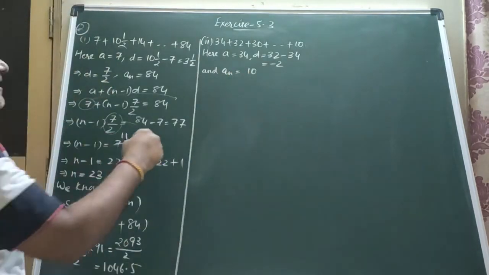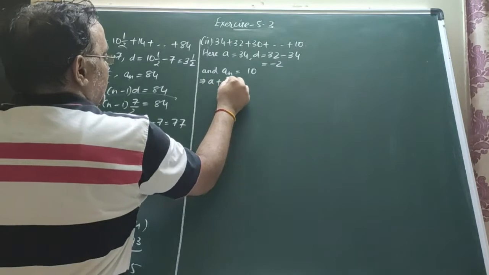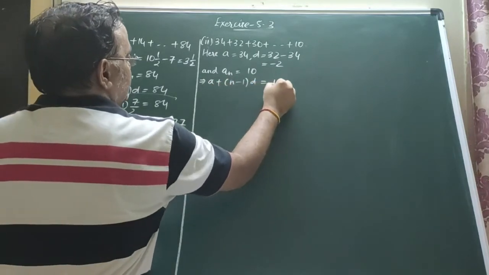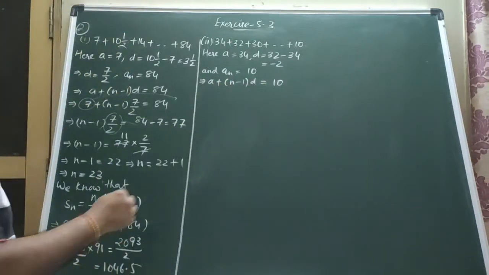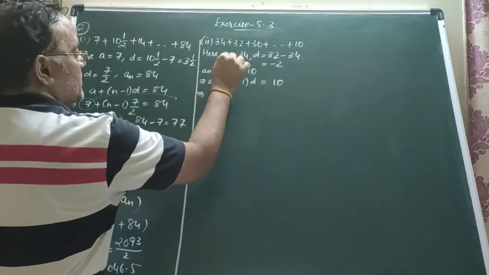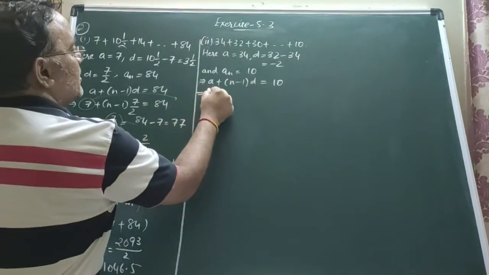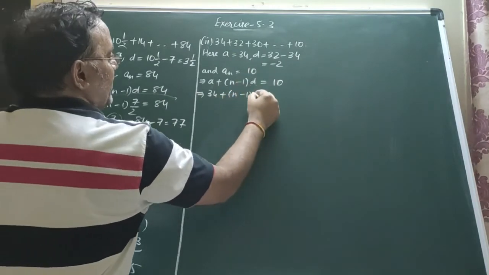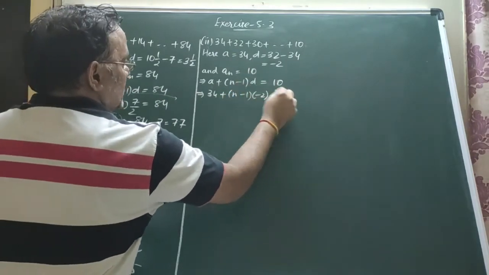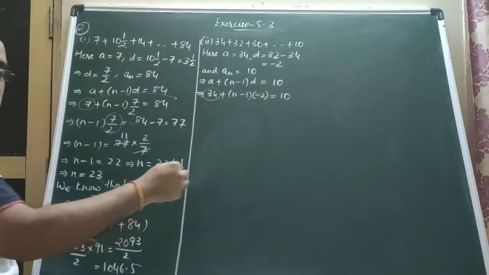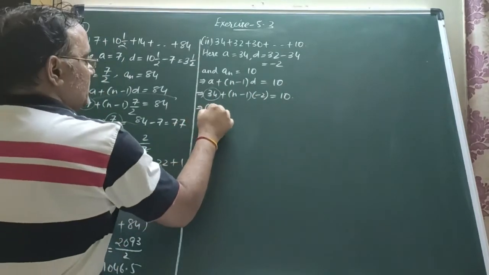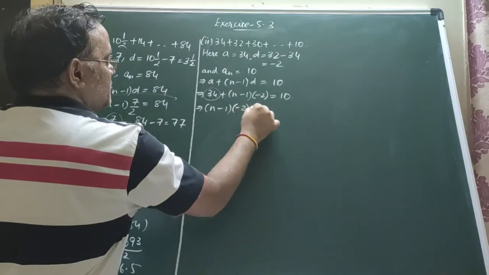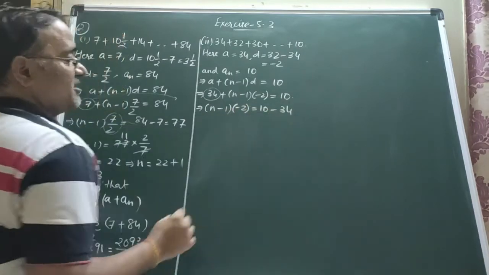Now what is the formula of nth term? a plus n minus 1 into d is equals to 10. So substitute all the values. 34 है a का value and the value of d is minus 2. Now 34 we will shift to that side, it will become minus 34. So n minus 1 into minus 2 is equals to 10 minus 34.